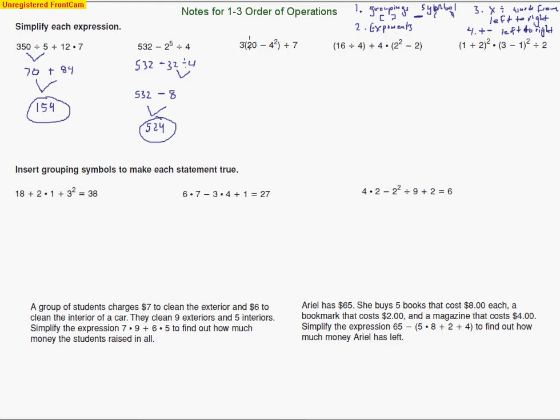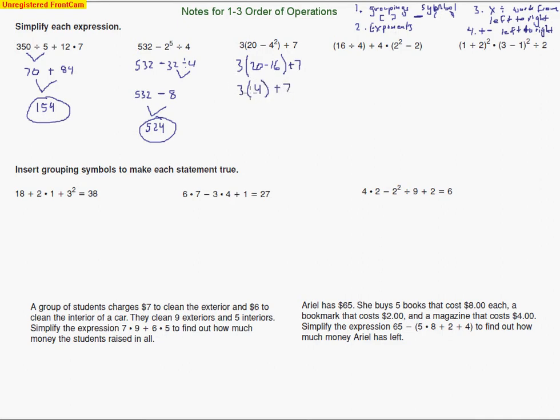Well, in here we have to do the parentheses first, do the work in the parentheses. So bring this 3 out. Now the 3 right next to the parenthesis means to multiply. So we're going to multiply eventually. Do the exponents first here. So 20 minus 16 plus the 7. So we go ahead and do that subtraction, and we have 4 left over.